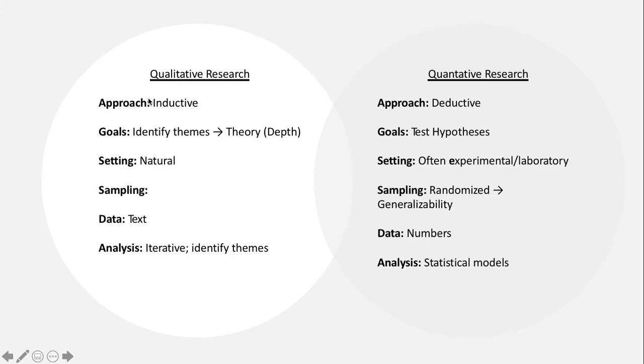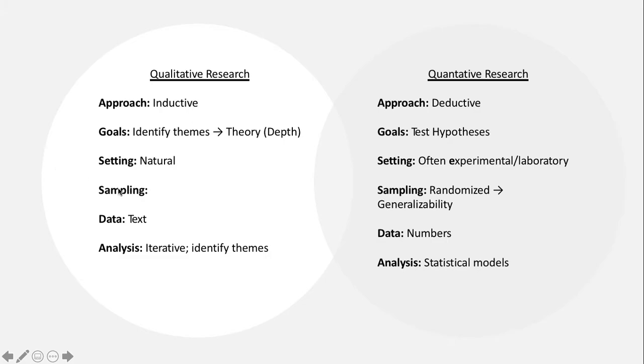So qualitative research is often inductive, while quantitative is often deductive. In quantitative, a lot of times we're testing hypotheses, but in qualitative, a lot of times there aren't hypotheses, though there are exceptions. Rather, you're identifying themes to come up with a theory. So you're looking for depth more than breadth. A lot of times in qualitative research, the setting is natural, but in quantitative, it is often experimental or laboratory, although that's not always true.